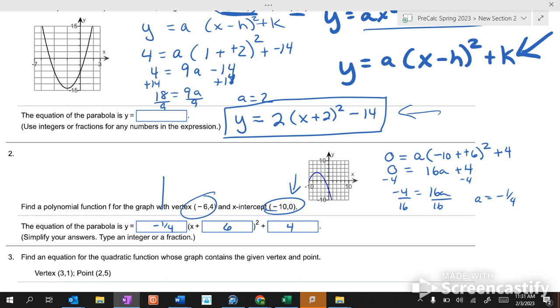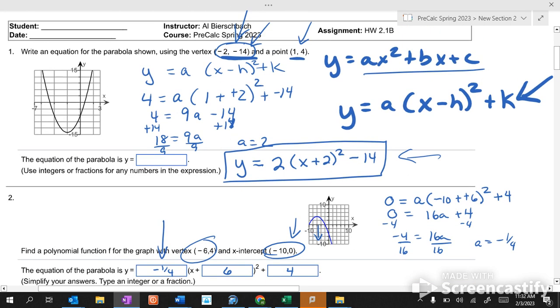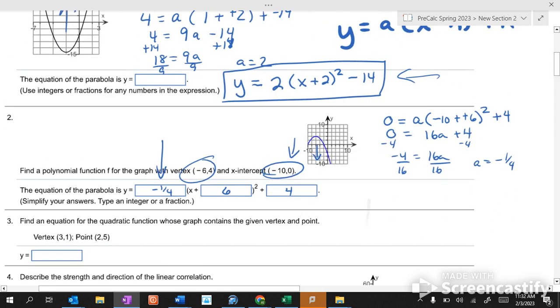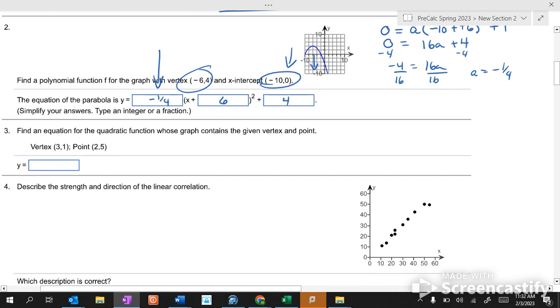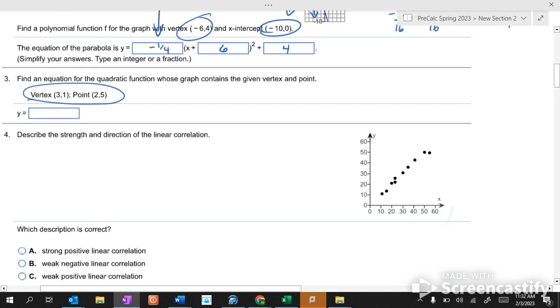Now, if a is a negative number, what do we know about the parabola? It opens down. Here, a was a positive 2. It opened up. Okay? All right. So this one has a parabola. We don't even have to do it because it's like the last two problems. And so you just plug in appropriately and find an equation.